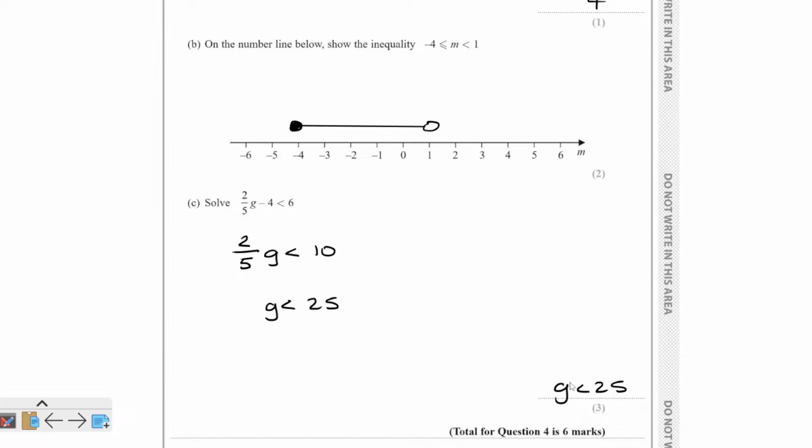The only time that you might have to swap the symbol, the direction that it faces, is if you multiply or divide across the whole inequality by a negative, which we haven't done here, hence why I haven't had to swap it. Normally you can avoid doing that as well, so it's not very often, but just so you're aware, if you multiply or divide by a negative number in an inequality, you will have to swap the symbol and face it the other way.